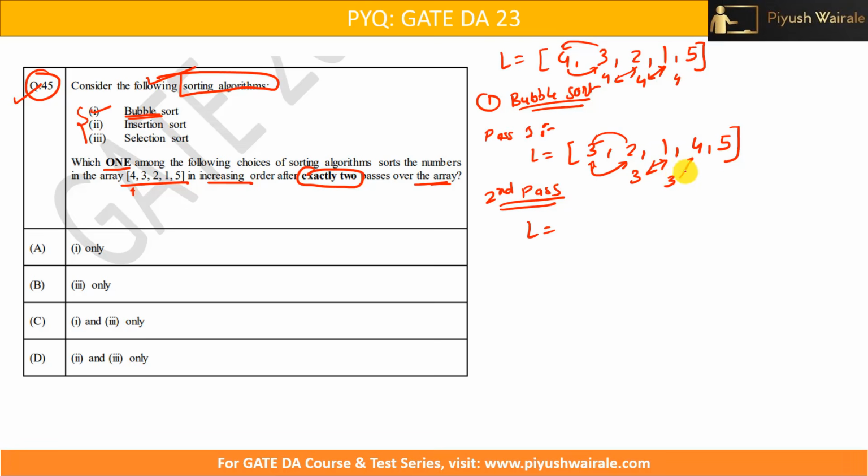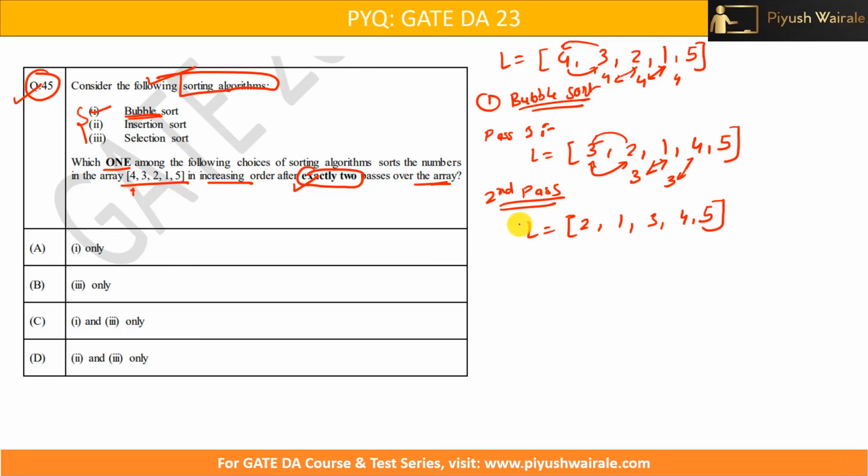Now I will compare 3 with 4. Is 3 greater than 4? No, that is not true. So we will not swap; we'll keep it as it is. So after the second pass, what I got is 2, 1, 3, 4, 5. So this is the list I got exactly after two passes in the case of bubble sort.